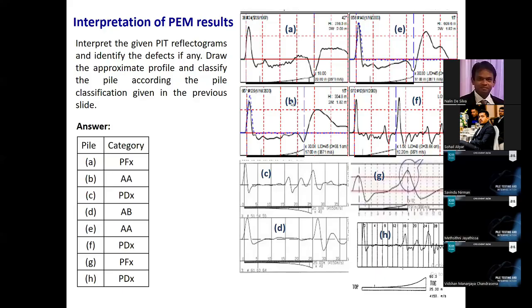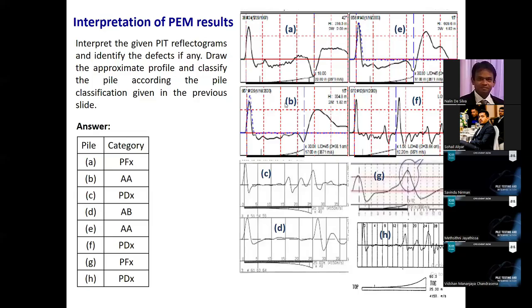Then if you go to B, we can interpret the condition of the toe as well from A. The toe reflection is in the direction opposite to the initial direction. That means the pile is resting on sound strata, maybe hard rock or some very good dense bearing strata. So that is why you will get a response opposite to the initial response.